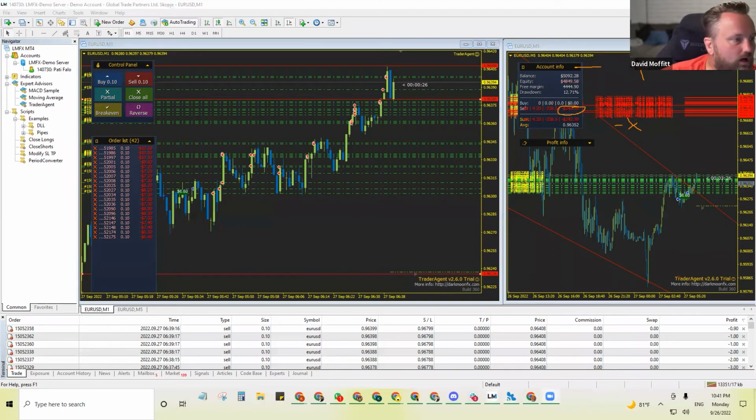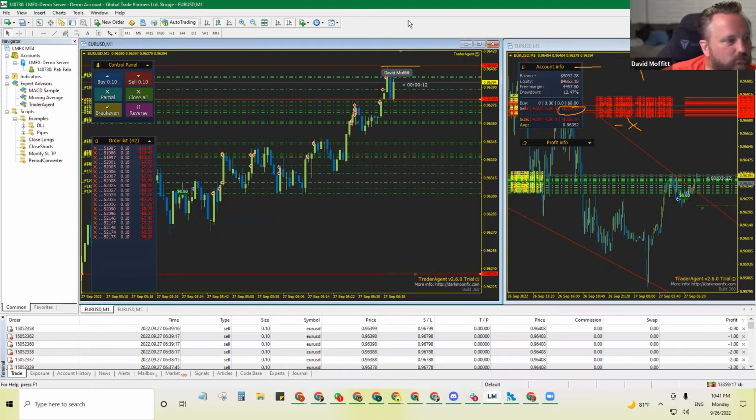Okay, if it does cross over that, we'll throw some buys on and start playing the stop the bleeding from the sells and make some money on the buys until it goes to a price cycle.